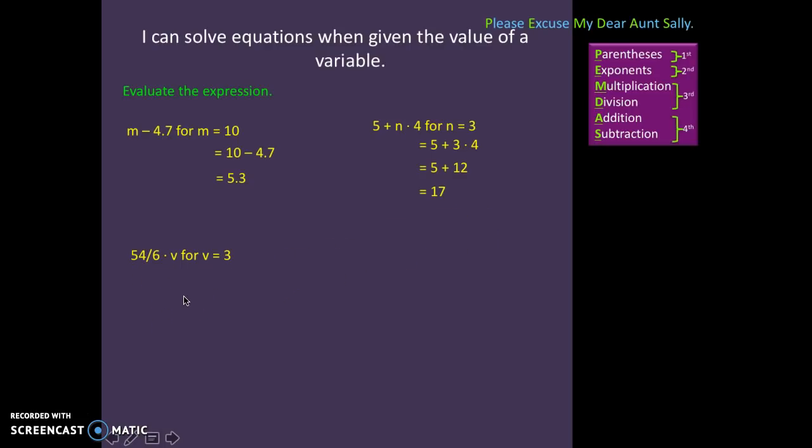Think about this. If we're going to put 3 in for v, our problem's going to look like this. We have 54 divided by 6 times 3. Now remember, multiplication and division are equal to each other, so we have to do them in order from left to right. Just like we're reading a sentence, we're going to read the math sentence the same way. So 54 divided by 6 will come first. That equals 9. And then 9 times 3 equals 27.